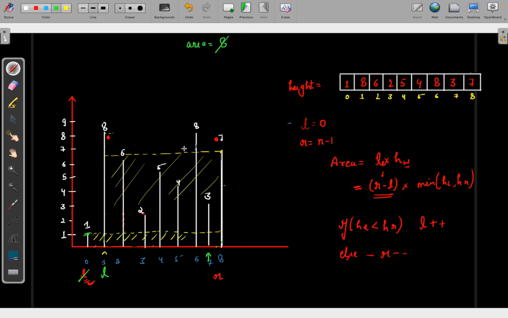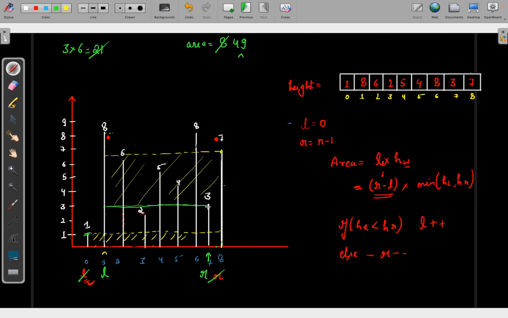Now what is the area? The new area will be, this will be my height 7, and the difference 8 minus 1 is also 7, so the new area will be 49. Now this height 7 is responsible, so I will move my L pointer. The new area I get is this one. What will be the height? That is 3 into 7 minus 1, that is 6, so that will be 21, which is not greater than 49. So we will cancel out.